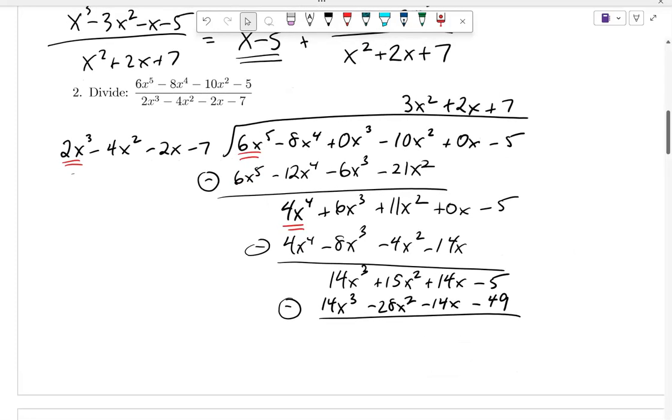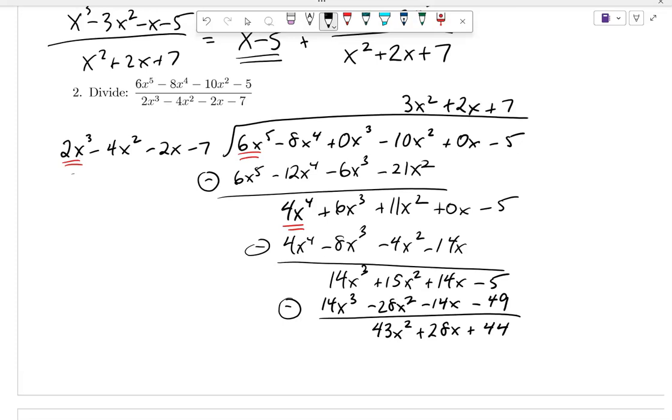Good news is this is the last step. What do you get now when you do your subtraction? 43x squared plus 28x plus 44. Good. So again, distributing your minus through, 15 plus 28 is what we end up with, to give the 43. 14 plus 14 to give you the 28. Negative 5 plus 49 to give you the 44.